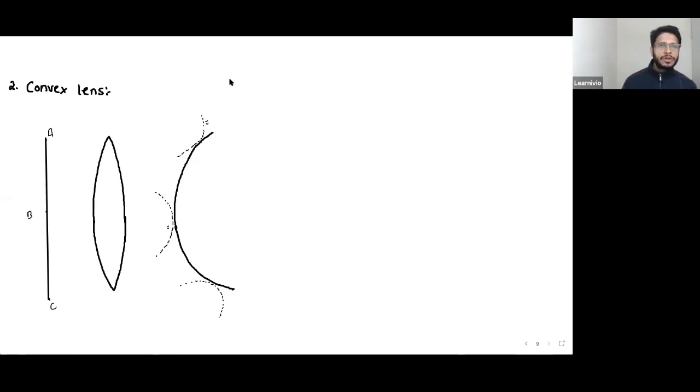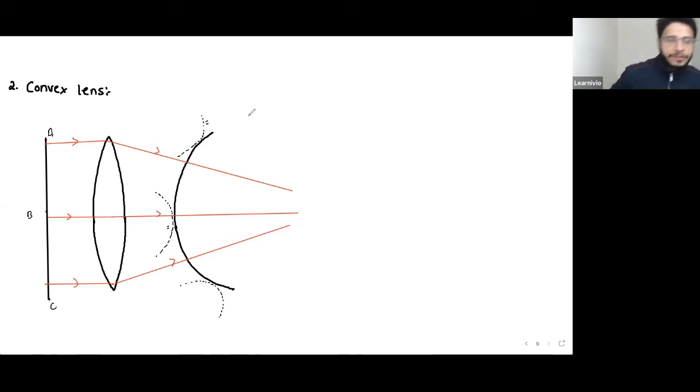Then you can always draw rays. Rays are perpendicular to the wavefront. So this is one ray, this is another ray, this is the third ray. The rays will converge. These are parallel rays, and these rays are converging. This is a convex lens. Similarly, you can draw it for any type of lens.